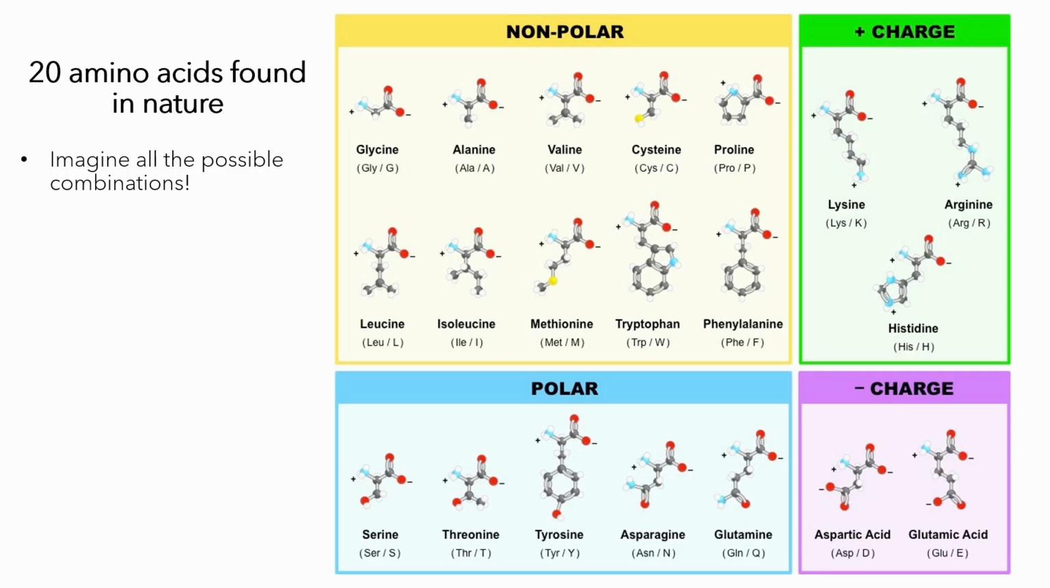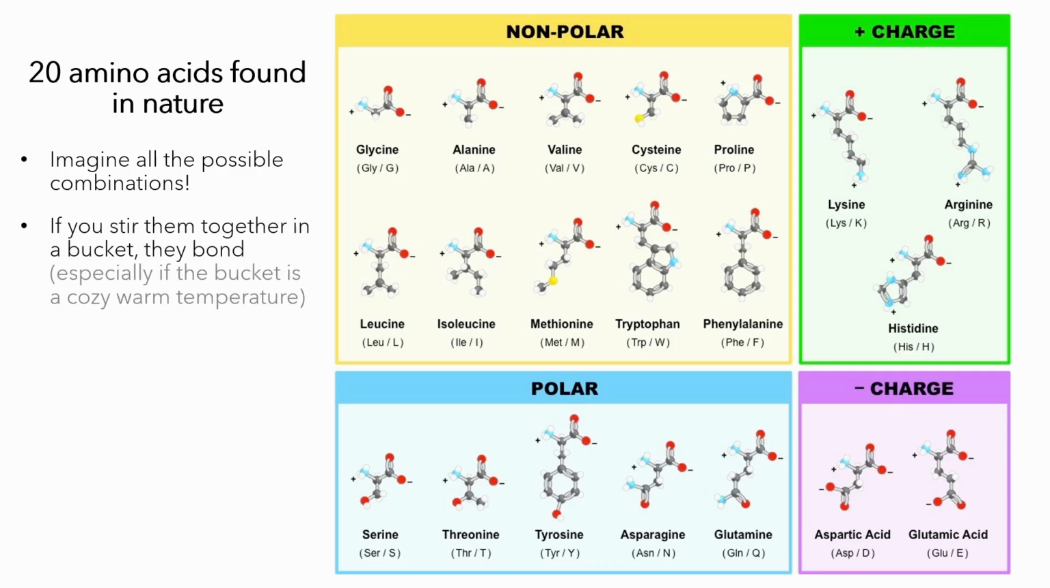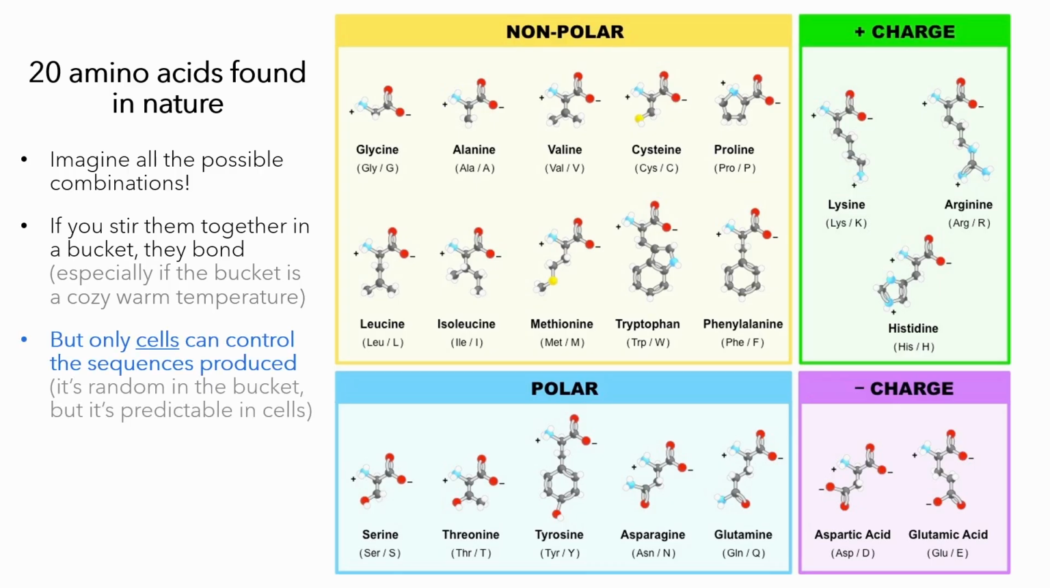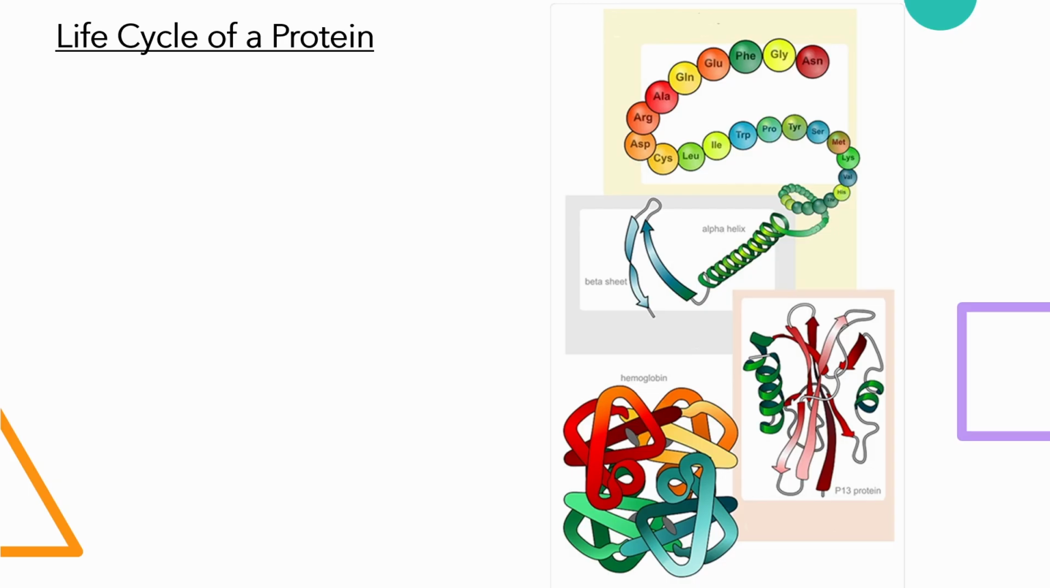Polypeptides vary in their length. Some have more or fewer amino acids total, and they vary in the order of amino acids in their linear sequences. If you stirred amino acids together in a bucket, they would bond into polypeptides randomly. But cells can predictably control the order of amino acids, building specific polypeptides on purpose. Until recently, cells were the only thing that could do this, but now humanity has invented technology to build polypeptides outside of cells.